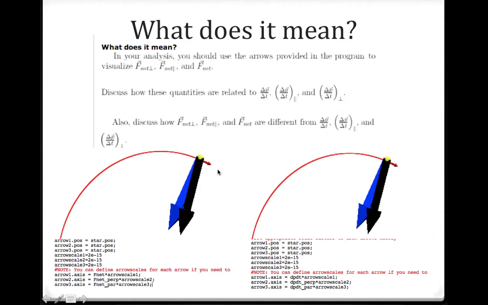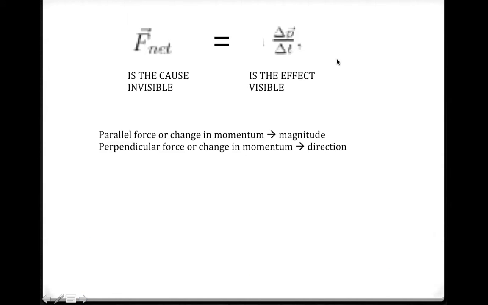And the force net parallel, right here, the red arrow, is equal to the change in momentum parallel because of our definition of momentum. However, what they mean or represent is different, because force net actually causes the change in momentum. The force net is an invisible cause, and we see the action of this force through the change in momentum. So the change in momentum is visible and the force is invisible.